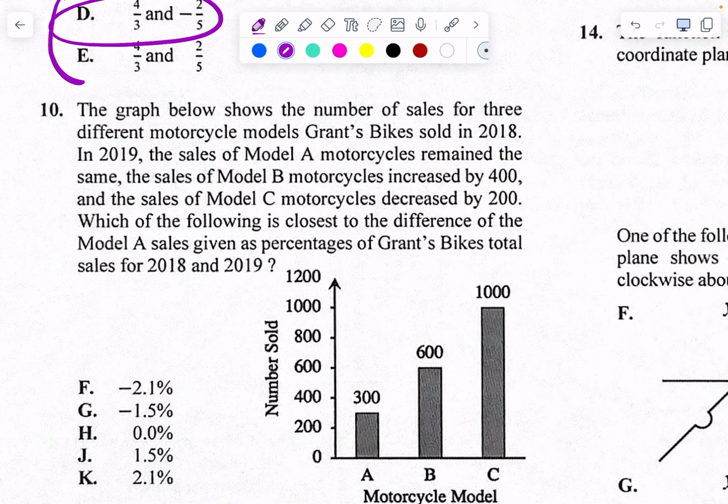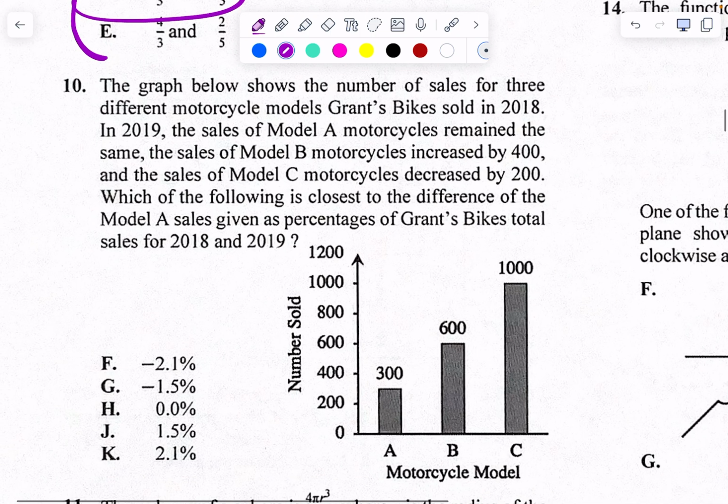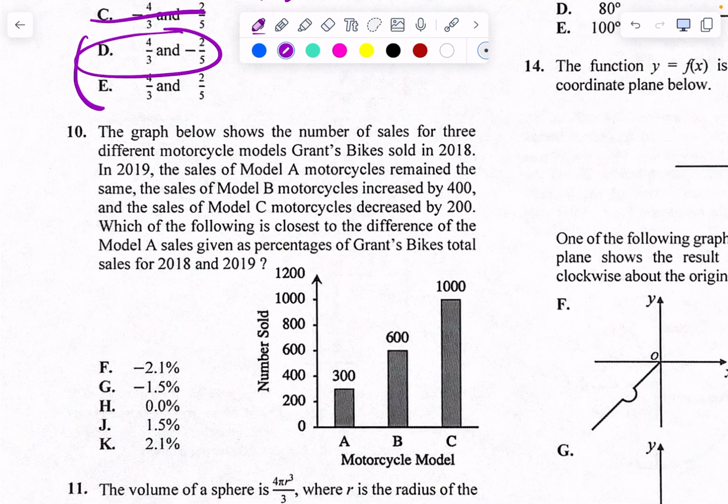Thank you. Okay, number 10. Are we ready for 10? They give me a graph. The graph below shows the number of sales for 3 different motorcycles sold in 2018 and 2019. The sales of Model A remained the same. The sales of Model B increased by 400. And this is which one? Number sold. The graph shows sold in 2018.